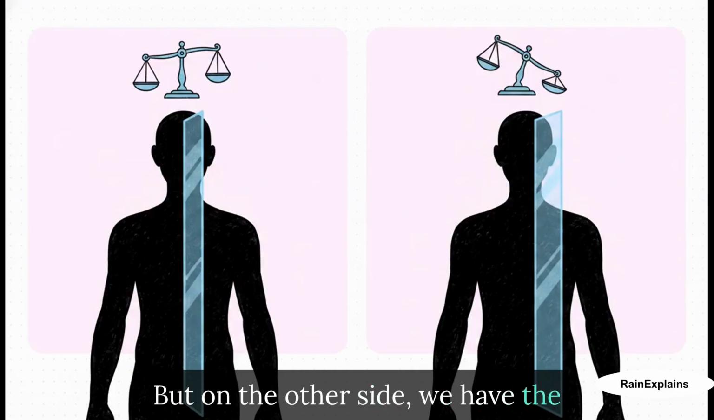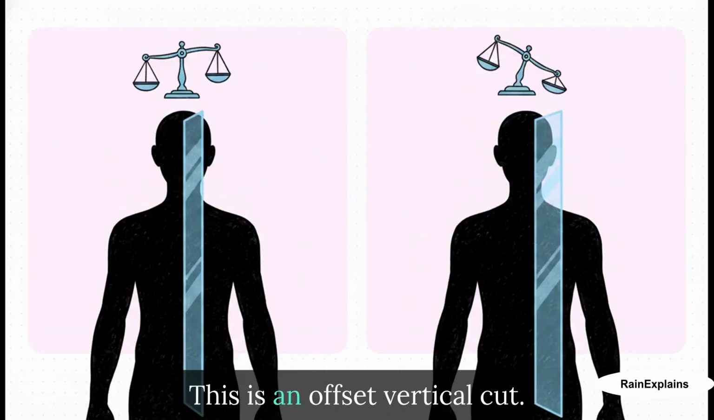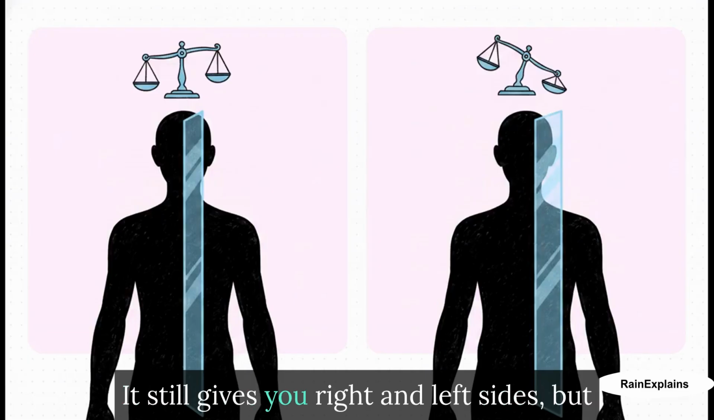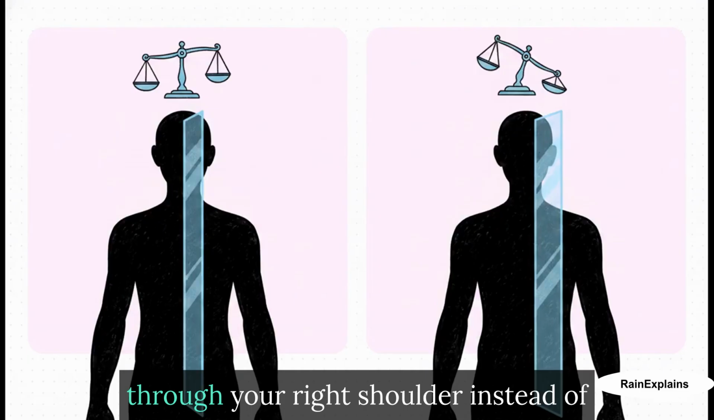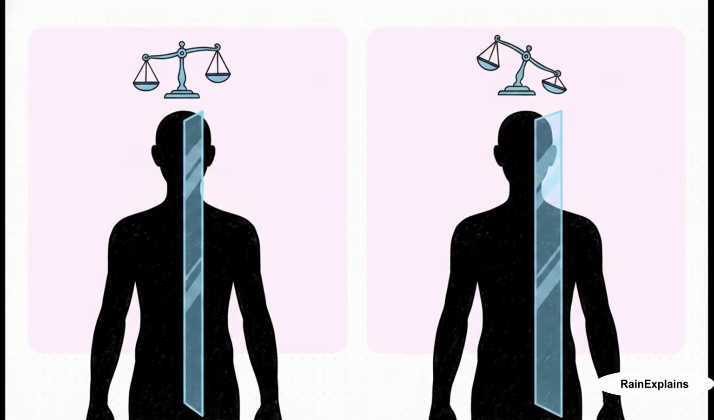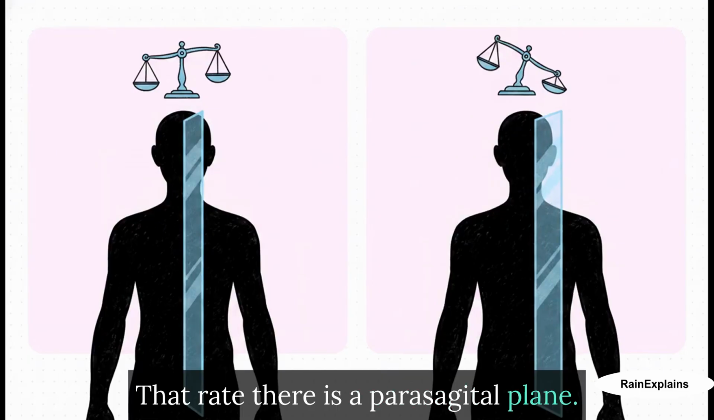But on the other side, we have the parasagittal plane. This is an offset vertical cut. It still gives you right and left sides, but they are totally unequal. Imagine that pane of glass dropping through your right shoulder instead of your nose. That right there is a parasagittal plane.